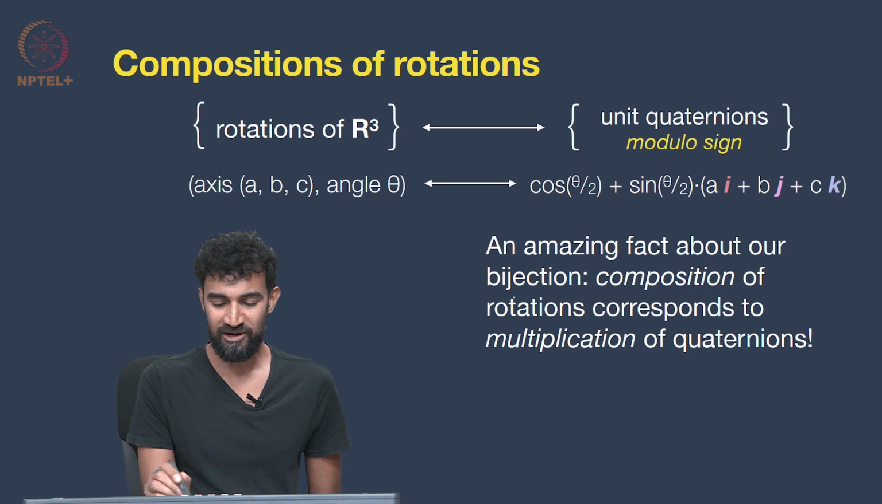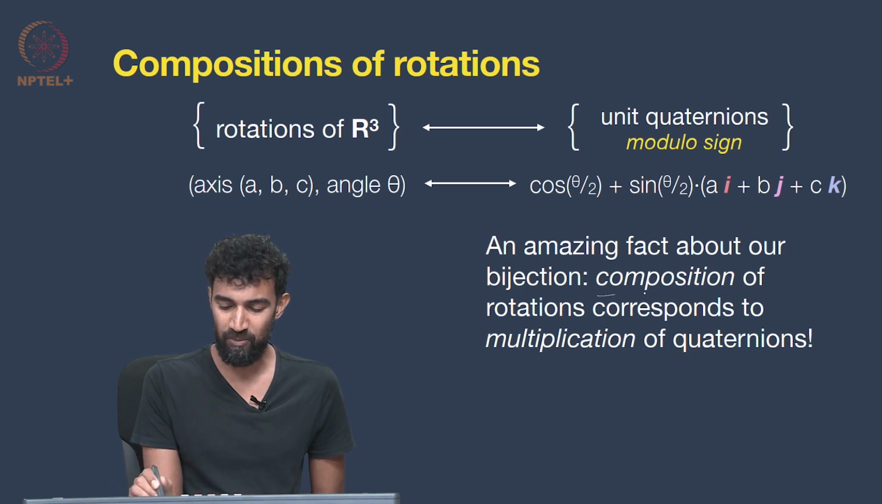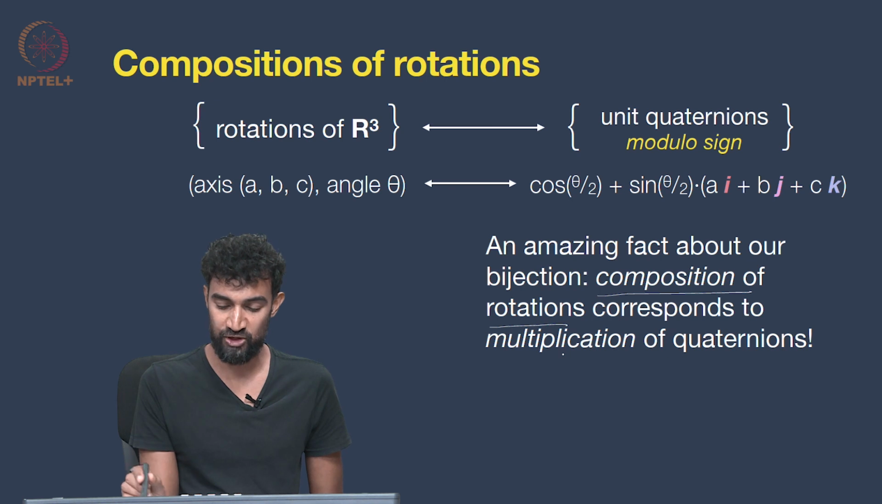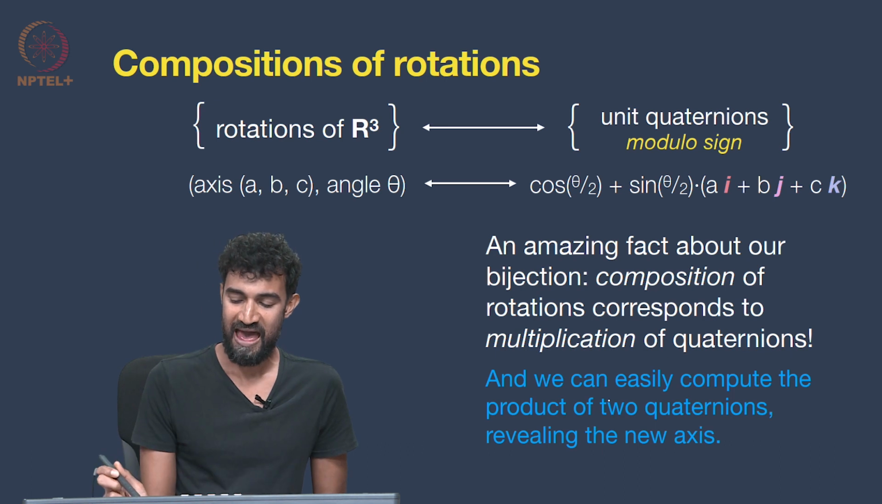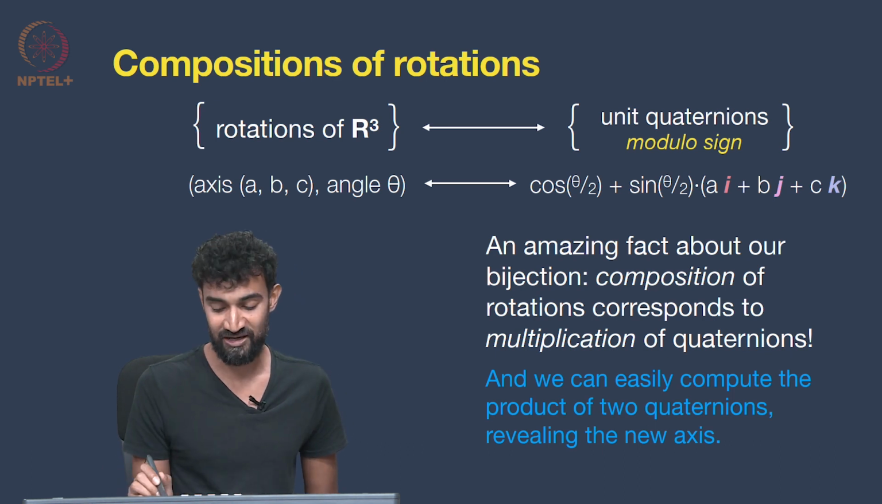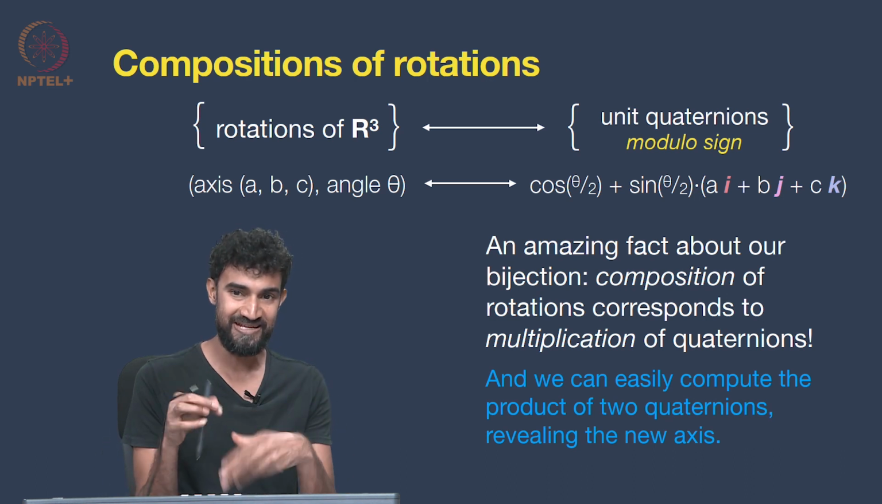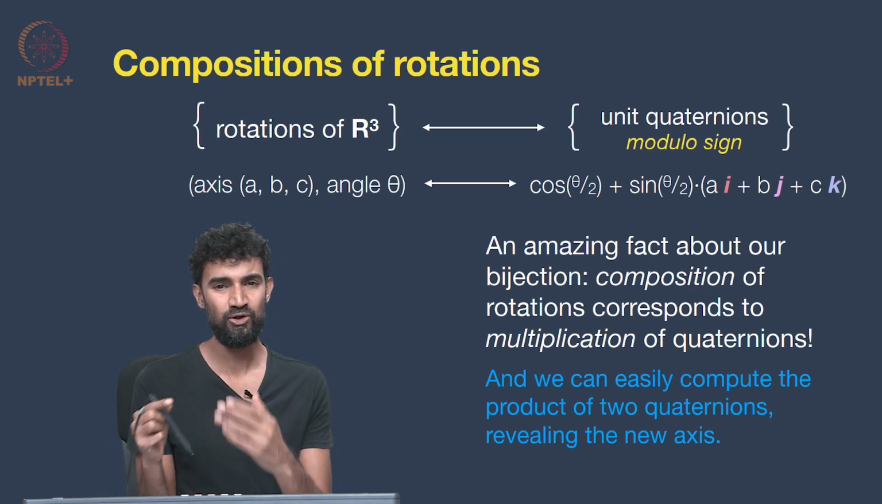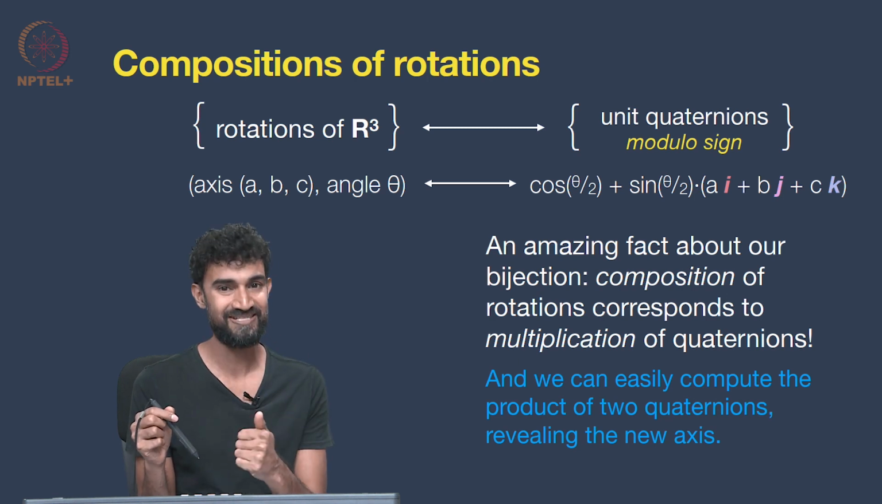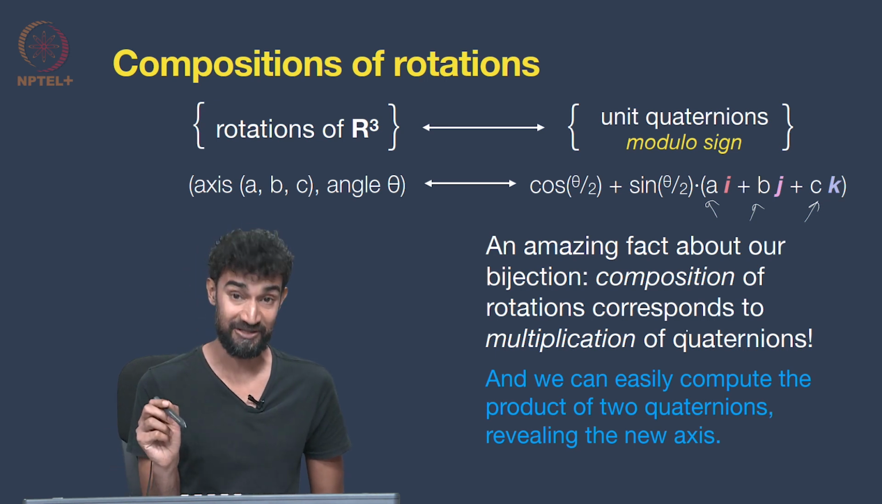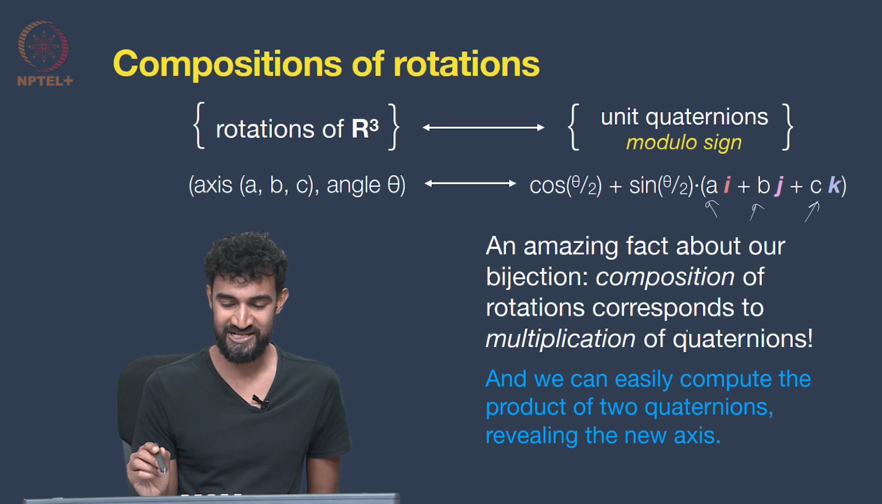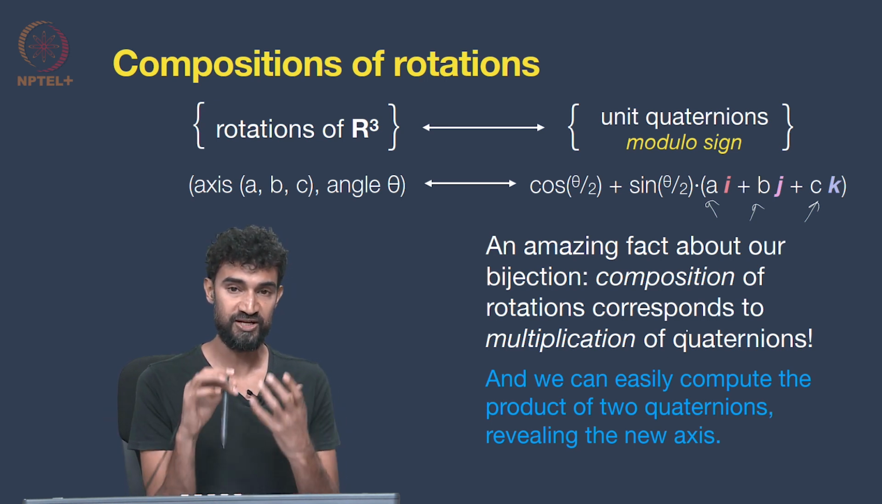But an amazing fact about our bijection is that composition of rotations under this bijection corresponds to multiplication of quaternions. This is why this bijection is so useful. And we can easily compute the product of two quaternions, which will then easily reveal the new axis. Remember, when we look at a quaternion, we can immediately see the axis that it's rotating about. It's just literally given by these three coordinates here, a, b, and c. That is the axis vector.